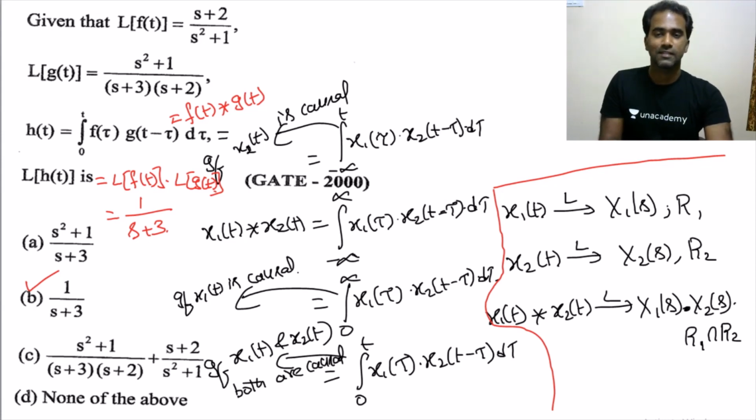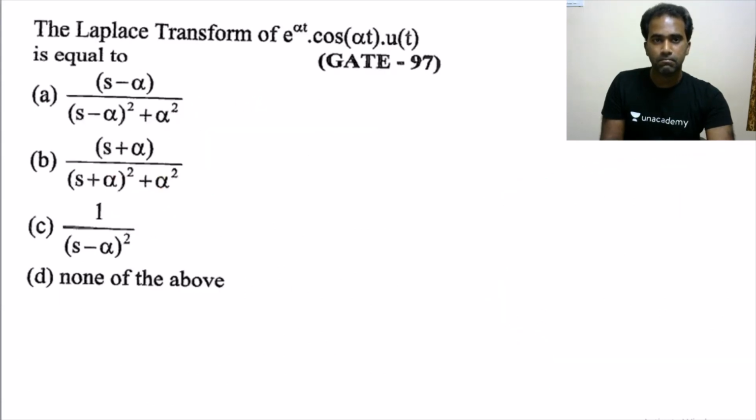Fine. So let us move on to the next question. Right, next question. To solve this question, two things we should know. One is the Laplace transform of cos omega naught t into u of t. We already have discussed that in the previous class, and I've revised this in the present class also.